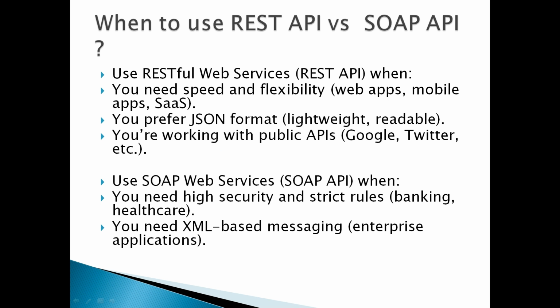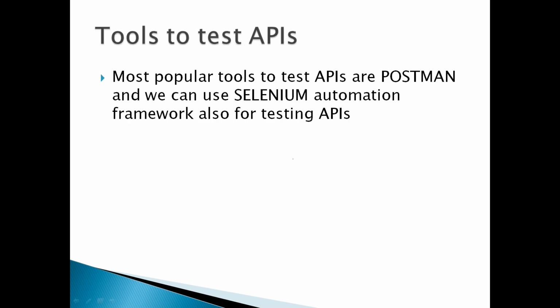When to use REST API versus SOAP API? Use RESTful API services or REST APIs when you need speed and flexibility: web apps, mobile apps, SaaS. Prefer JSON format which is lightweight and readable. Working with public APIs, Google, Twitter, etc. And when to use SOAP APIs? When high security is the priority and strict rules: banking, healthcare, financial institutions. We need XML based messaging in enterprise applications.